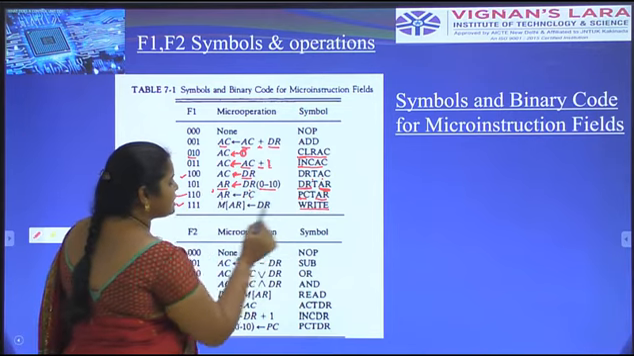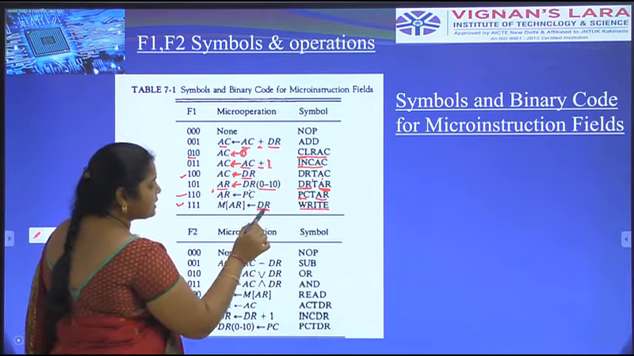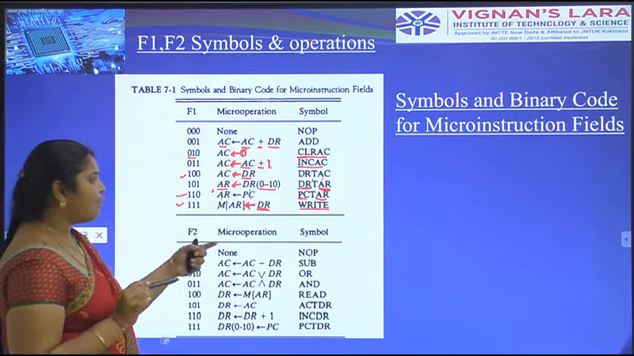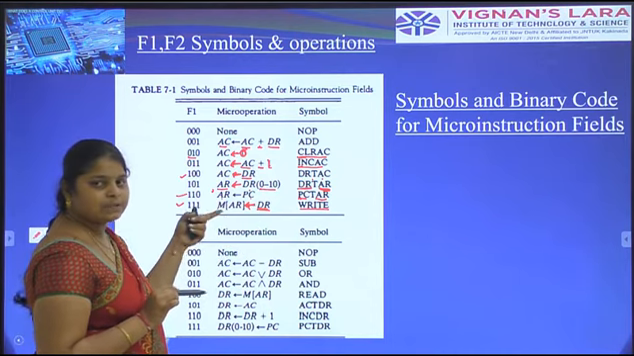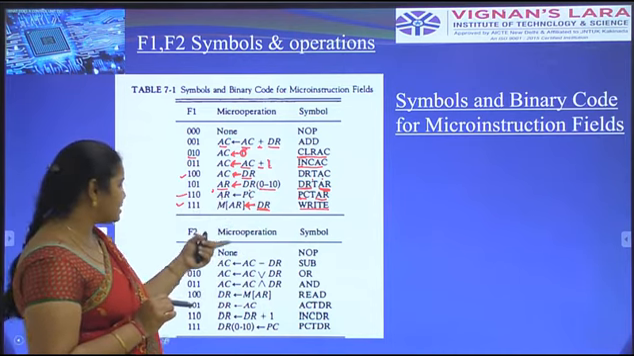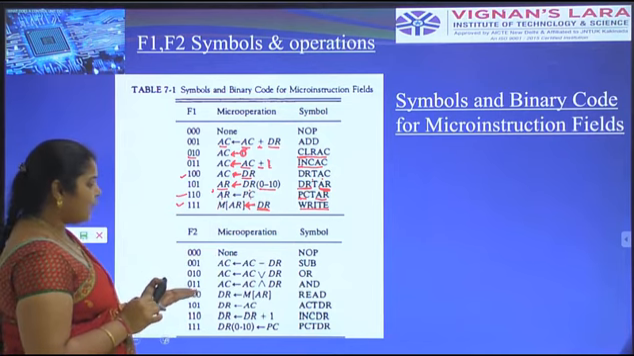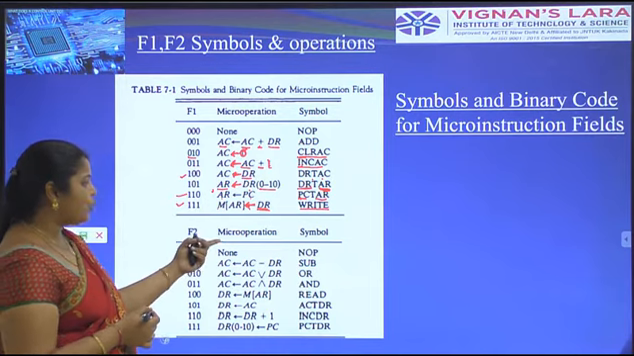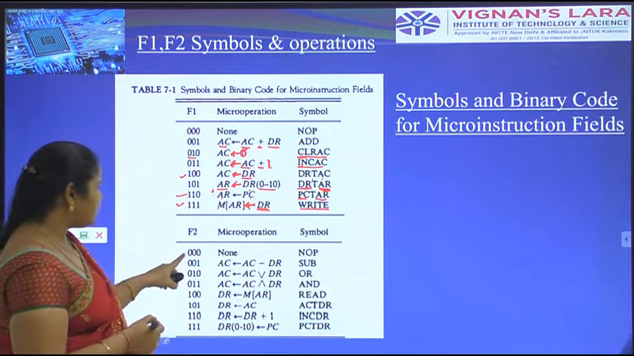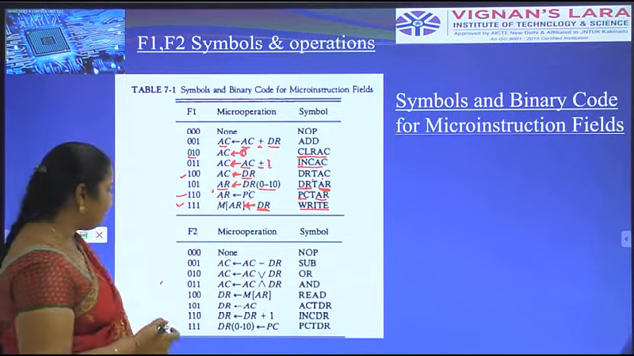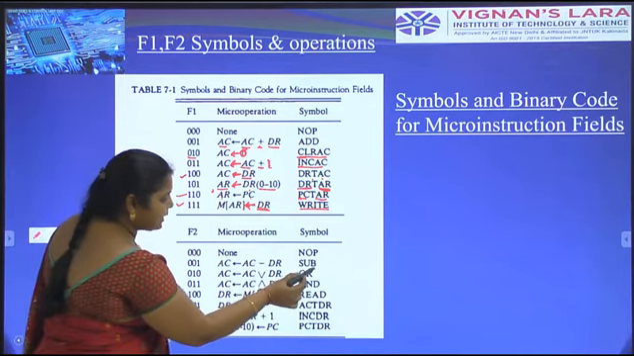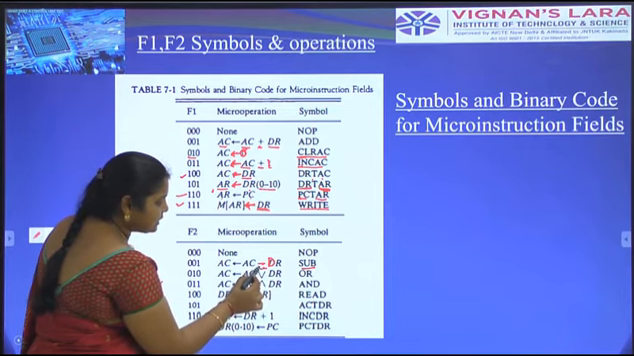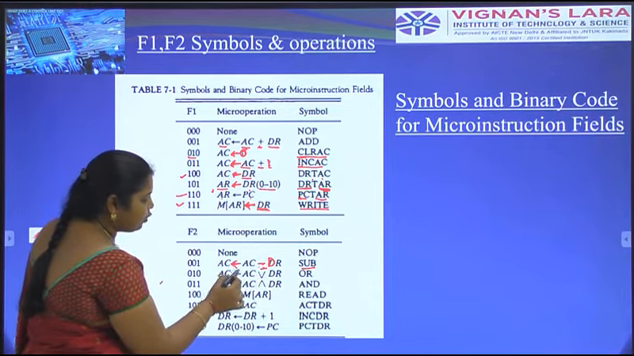Here the write operation is performed. The data register information is passed to the memory of the address register. Here we perform the write operation. Data is transferred to the memory of the address register. Coming to the F2 field, here also we have to take 7 inputs, the micro operations and symbols. Here for 000 no operation is required. Here 001 means subtraction is performed: data register minus accumulator. That information is transferred to the accumulator.